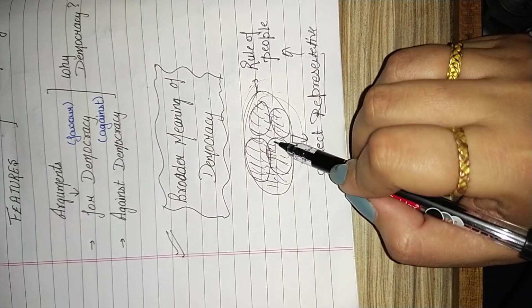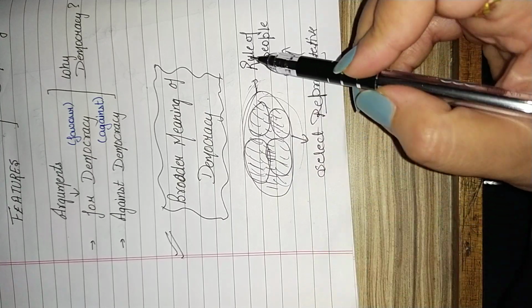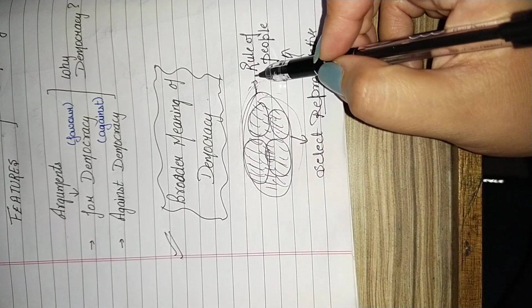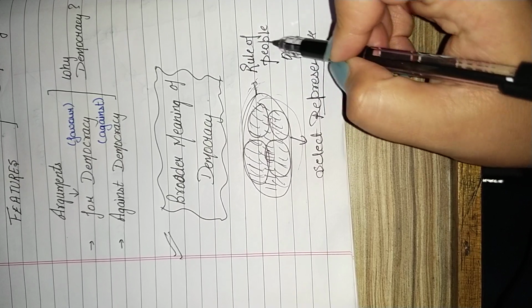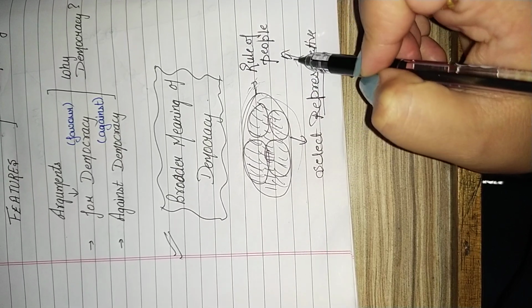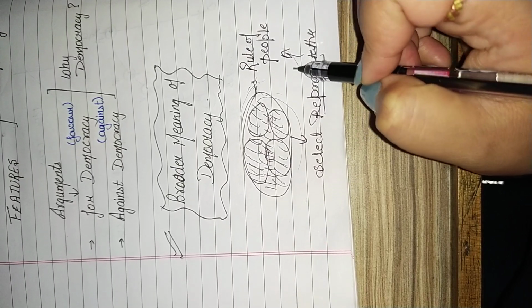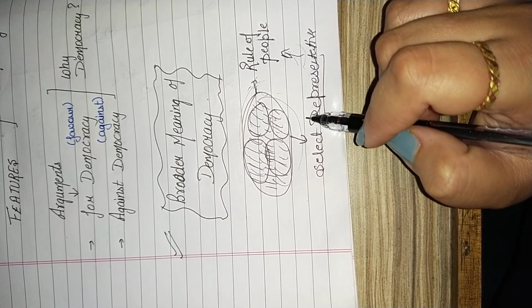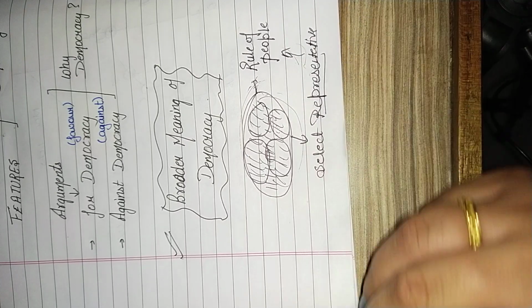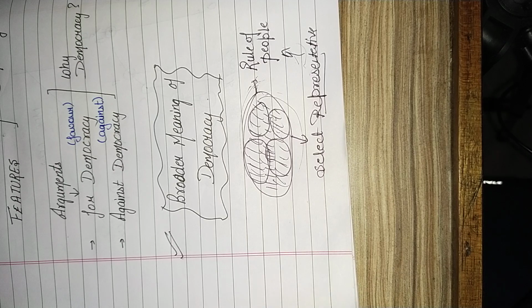Clear? So in this way, if we talk about democracy as the rule of the people, they make it possible with the help of representatives, so that representatives can take decisions for the people. Clear? Let us have a look from a book.